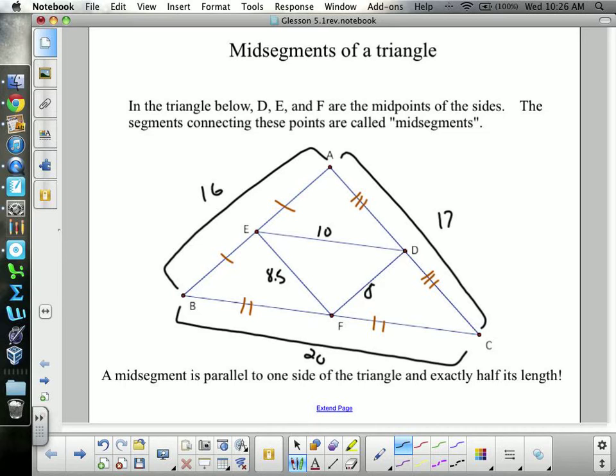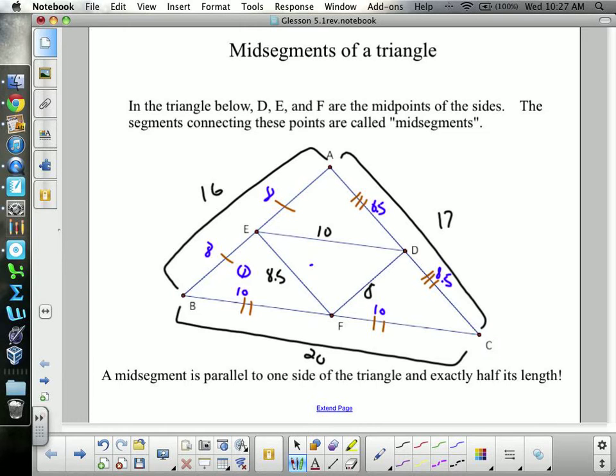What gets even more interesting at this point is that if this is 20, but this is the midpoint, that means this is 10 and this is 10. And if this is 16, but that's the midpoint, that means this is 8 and this is 8. Same thing here: if that's a midpoint, that's 8.5 and that's 8.5. The one thing you should quickly notice is that all of these triangles individually are congruent to each other by side, side, side, because they all have the same side lengths. So mid-segments break the triangle into 4 congruent triangles.